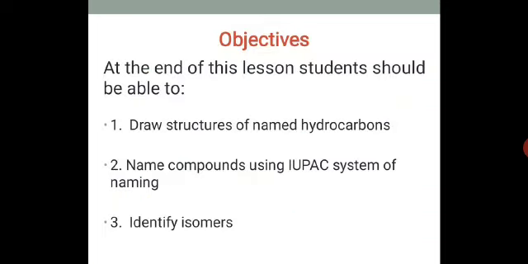At the end of the lesson today, we intend to cover the following. You'll be able to draw structures of named hydrocarbons, name compounds using the IUPAC system of naming, and also identify isomers.